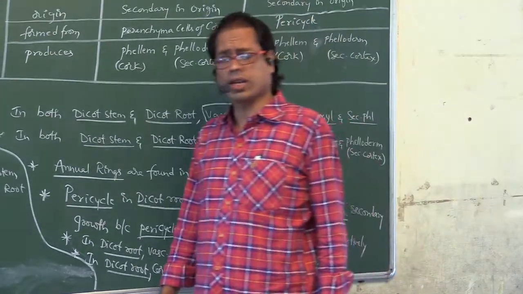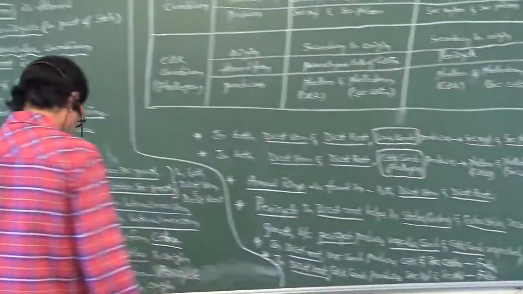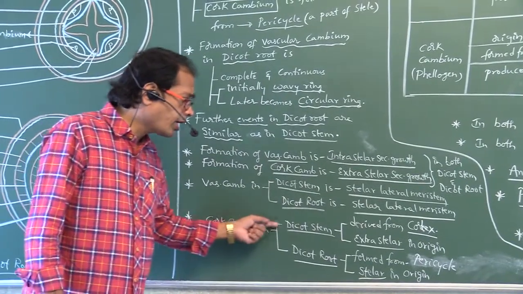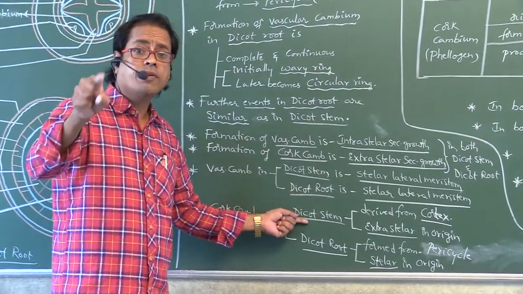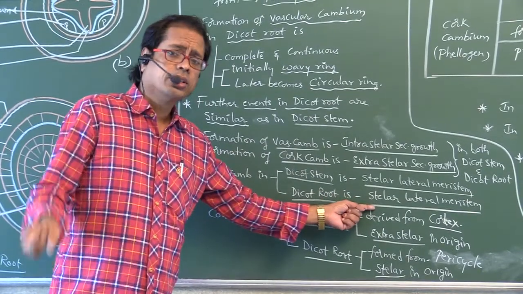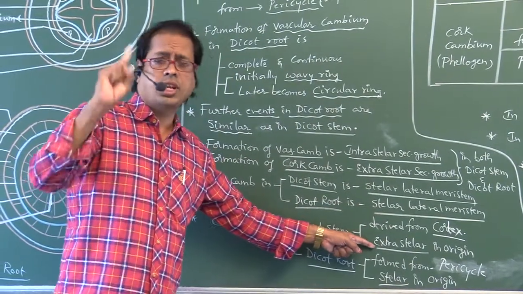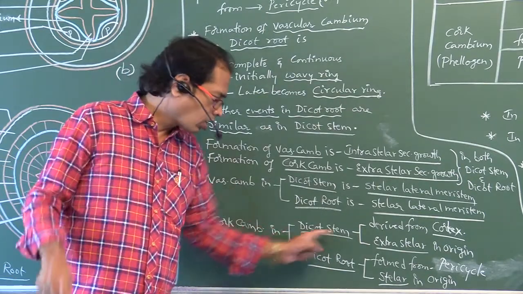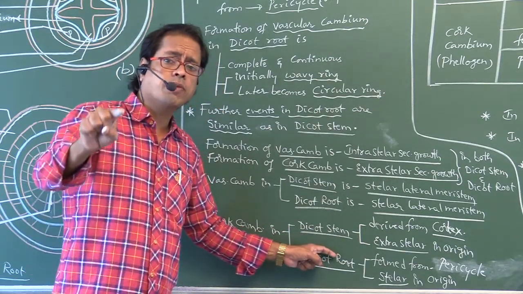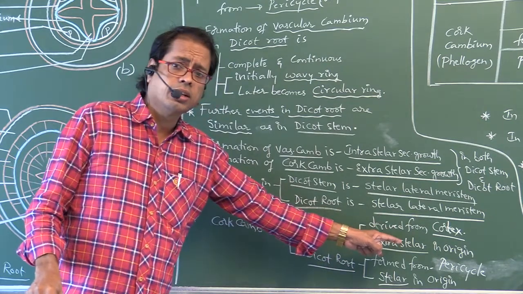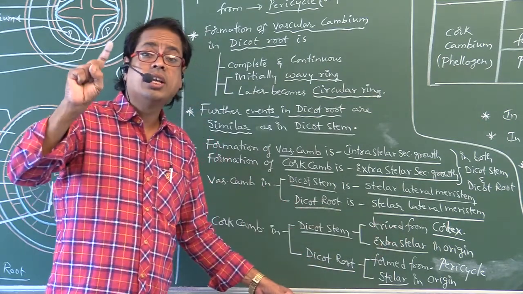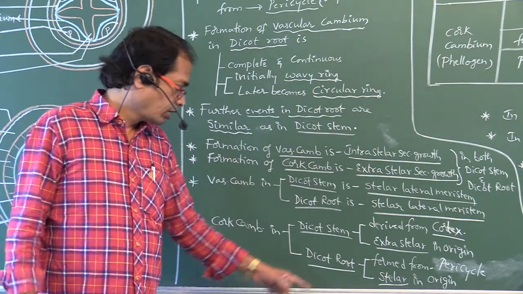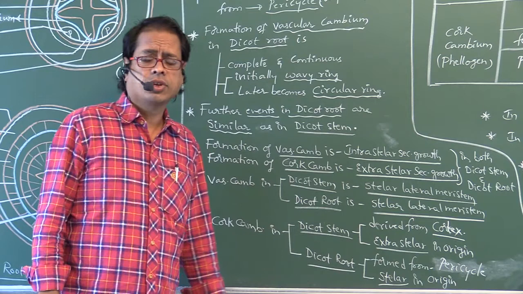Did you understand, my dear students? This is somewhat important. Cork cambium in dicot stem is derived from cortex. That's why it is called extrastellar. Cork cambium in dicot root is formed from pericycle. Pericycle is a part of stele. That's why it is called stellar in origin.